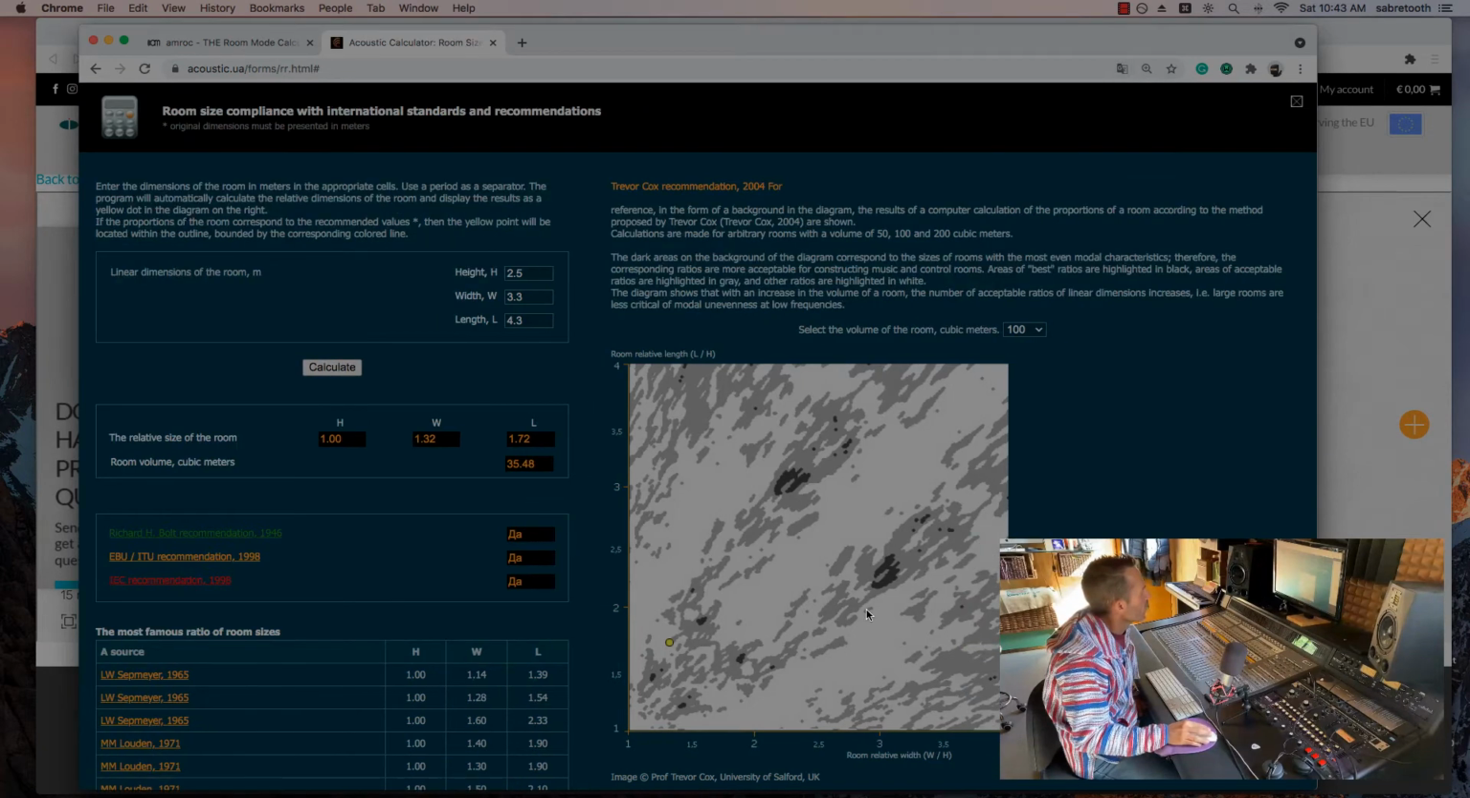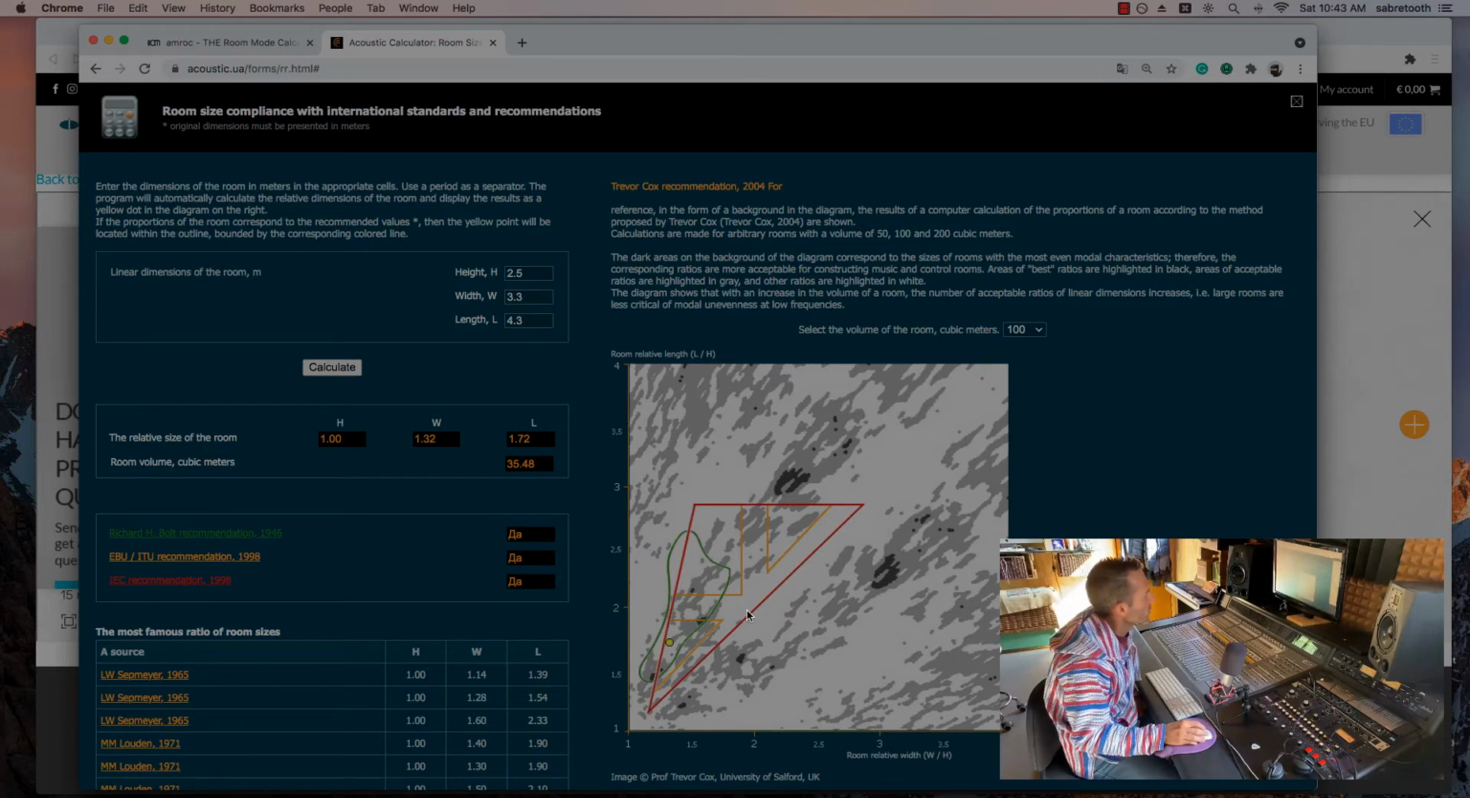Okay, so that puts my little dot down here, and if I compare it, we already know that it's within the bolts recommendation, but additionally we have these other two, EBU and IEC, and equally my room ratios currently fall within those recommendations as well.